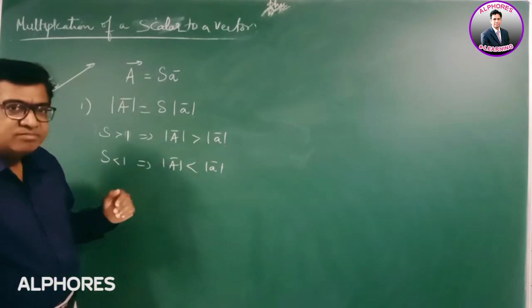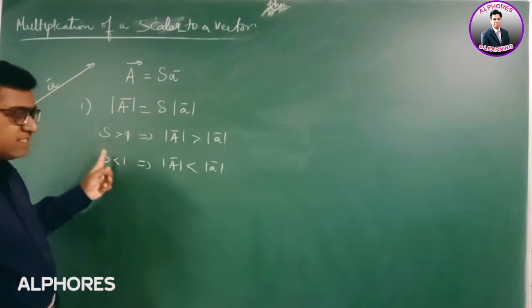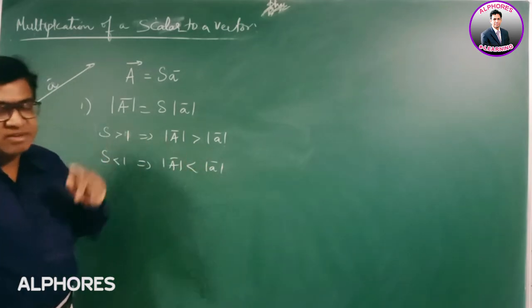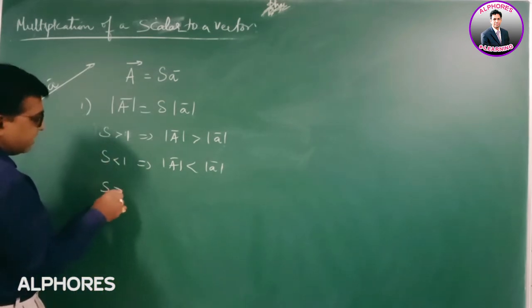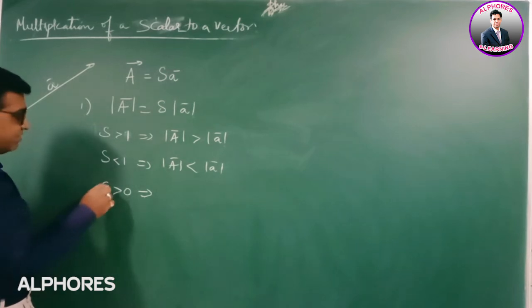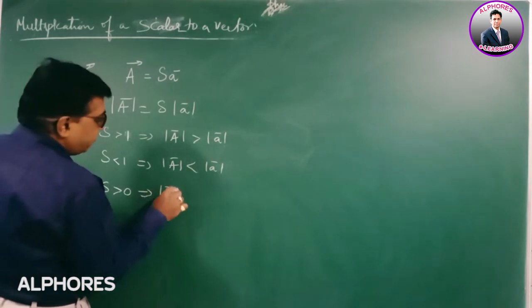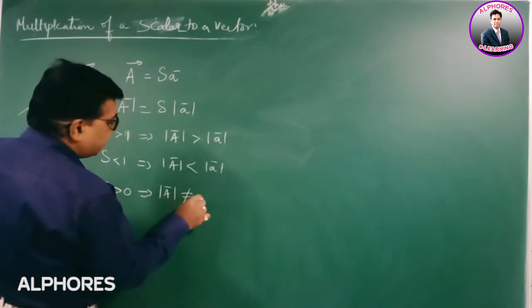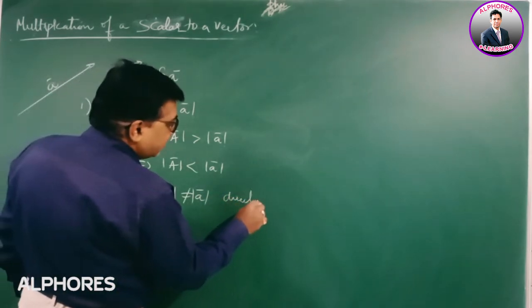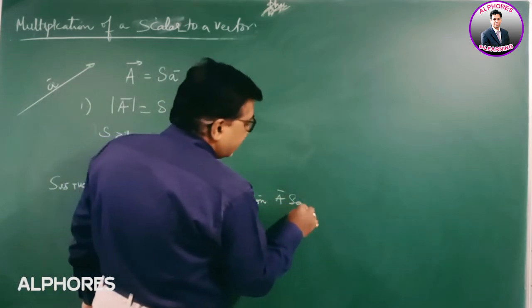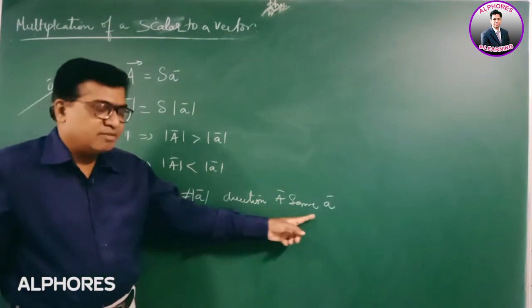Magnitude is decreased. Right? If this S is having units, these two are different physical quantities. If this S has no units, then these both represent the same physical quantity. Magnitude changes. Well, suppose S is greater than 0, that is positive, then mod A will be different from mod a, but the direction is the same. Direction of capital A bar is the same as small a bar. For a positive value of S, the direction remains the same.